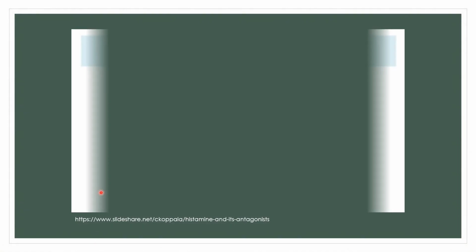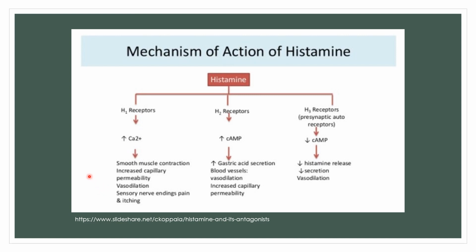This diagram shows the mechanism of action of histamine on different receptors, particularly on the histamine receptors, in order to produce its effects in the body. Currently, there are 4 histamine receptors that have been identified. Now we have H1, H2, H3, and H4.